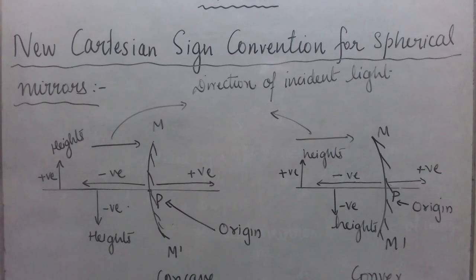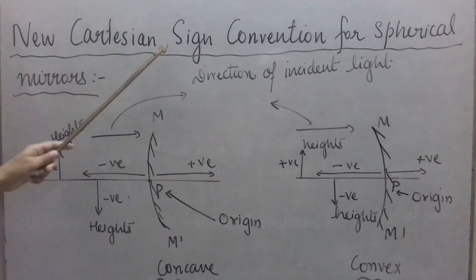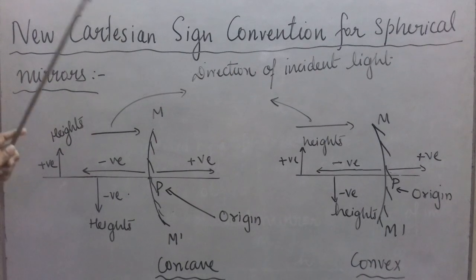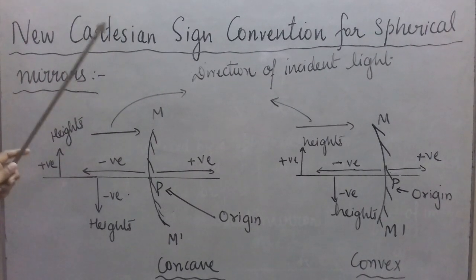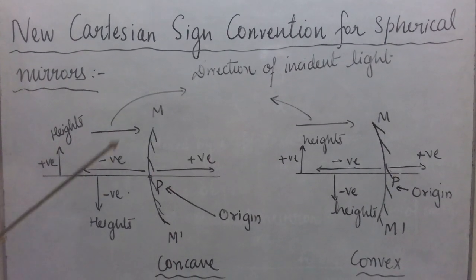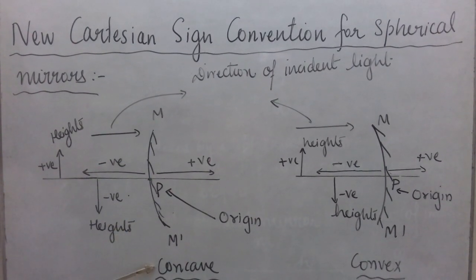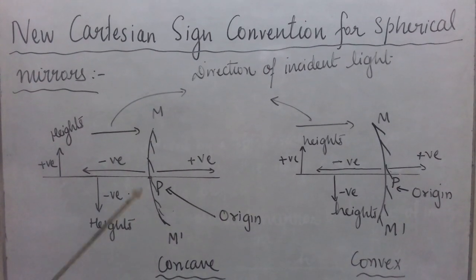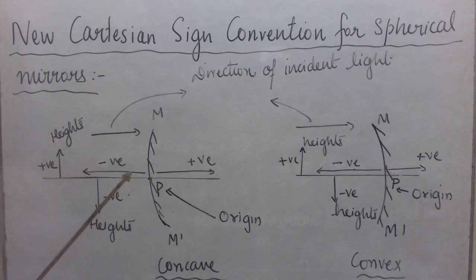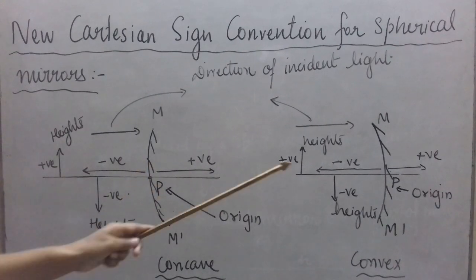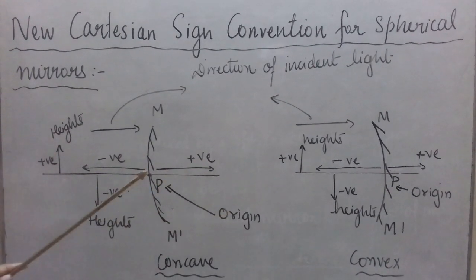Now let us study this new Cartesian sign convention, which is nothing but a set of conventions for measuring the distances, for giving signs to the various distances in case of spherical mirrors. Now this diagram I have drawn for concave mirror, and this diagram is drawn for convex mirror. We know that in both the spherical mirrors, geometrical center of the reflecting surface of the mirror is called as pole. So here we have, this is the pole, and there also P is representing the pole.